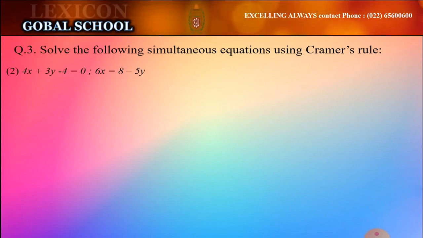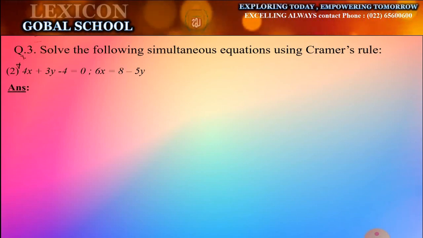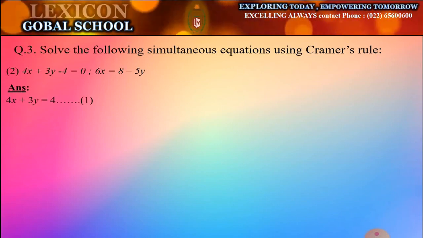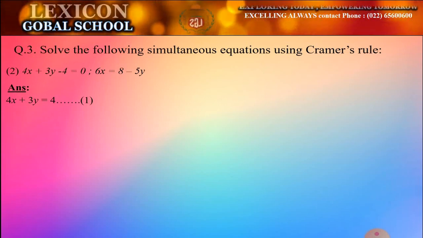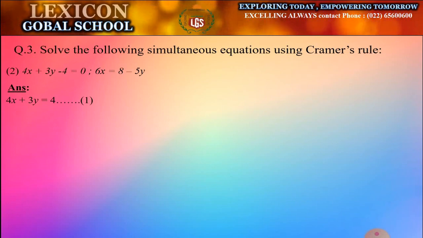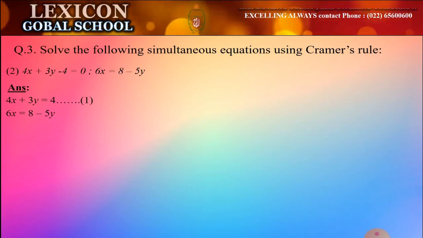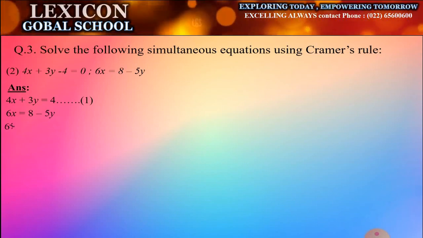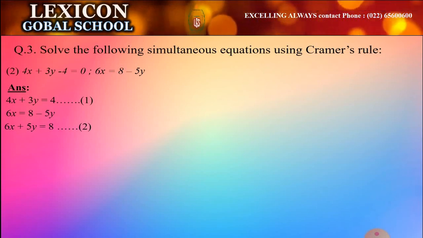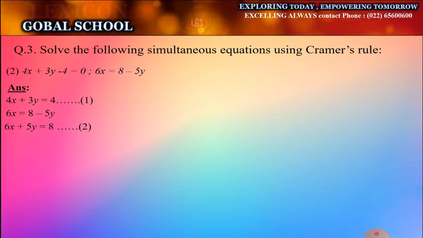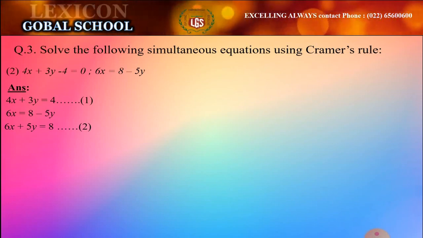So let's start with the sum. First we need to arrange the equations. So your first equation is 4x plus 3y is equal to 4. That is your first equation. It is properly arranged. But your second equation is not arranged properly. So first we need to arrange it properly. That means 6x is already there in your LHS. From your RHS, 5y would be brought to your LHS. So 6x plus 5y is equal to 8. This is your second equation.